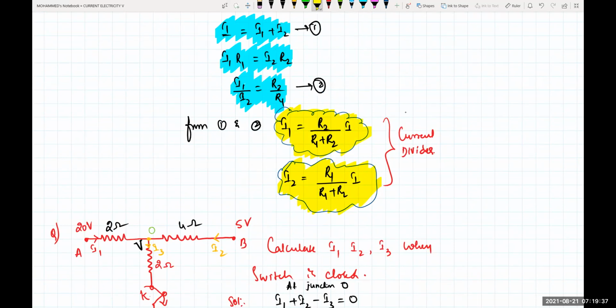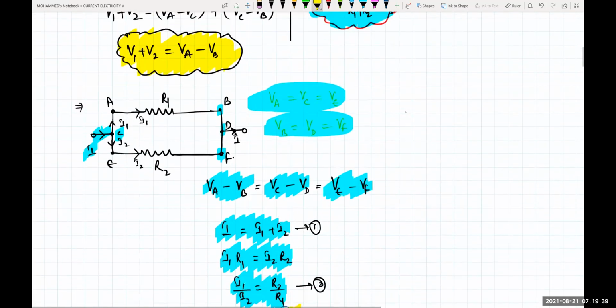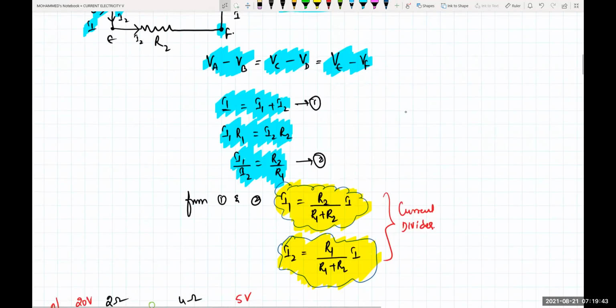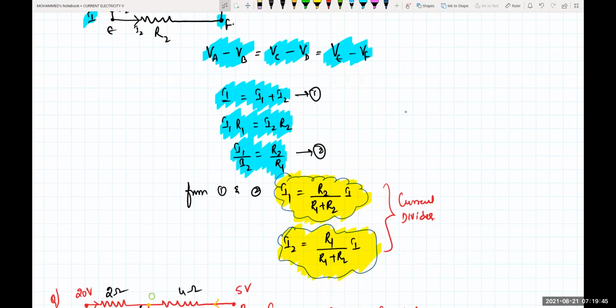That is known as the current divider. Clear? So in parallel and series combinations, how do you calculate the potential dividers and how do you calculate the current dividers? Clear, beta?